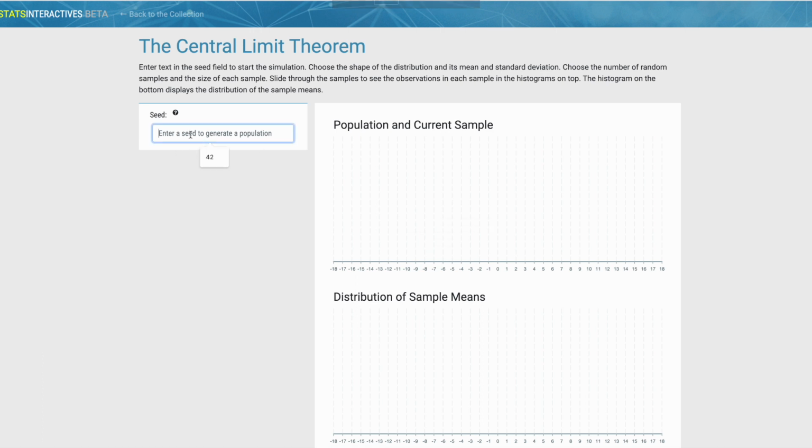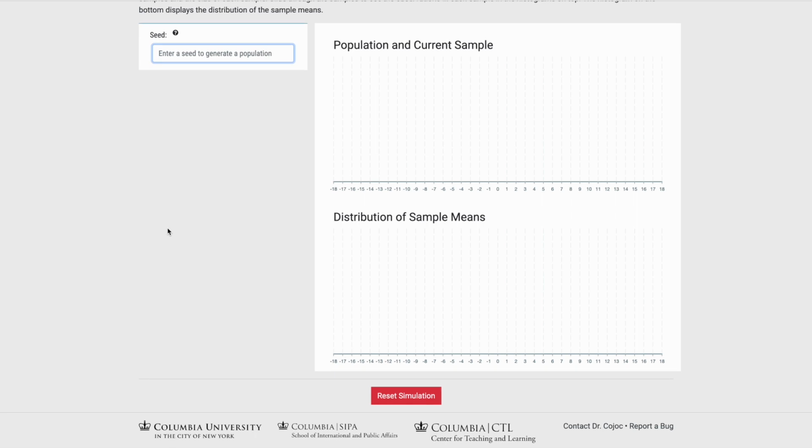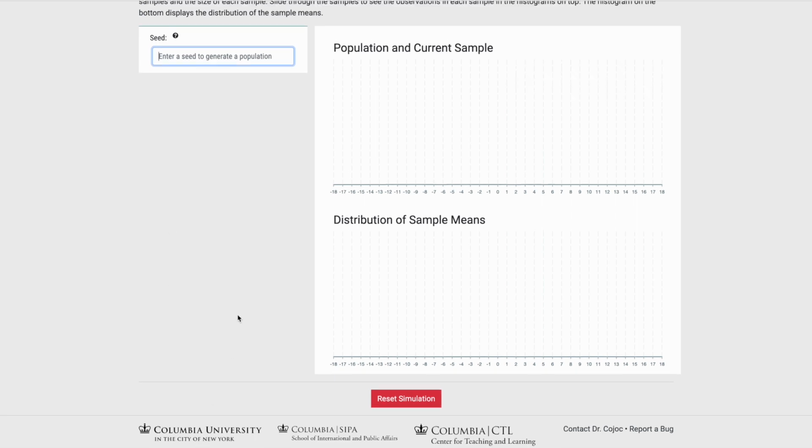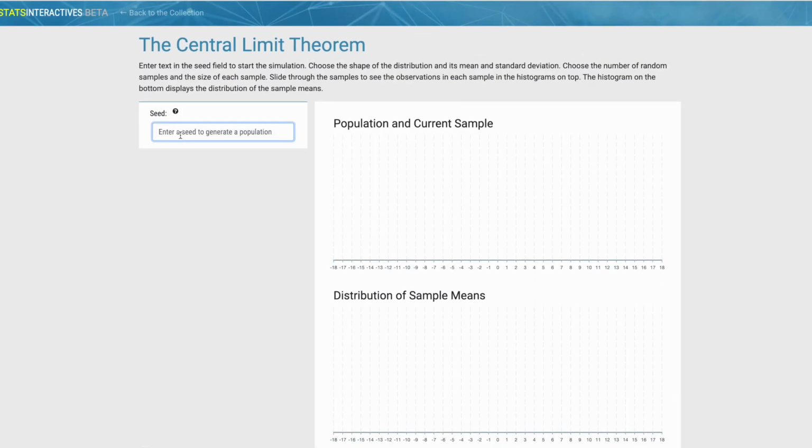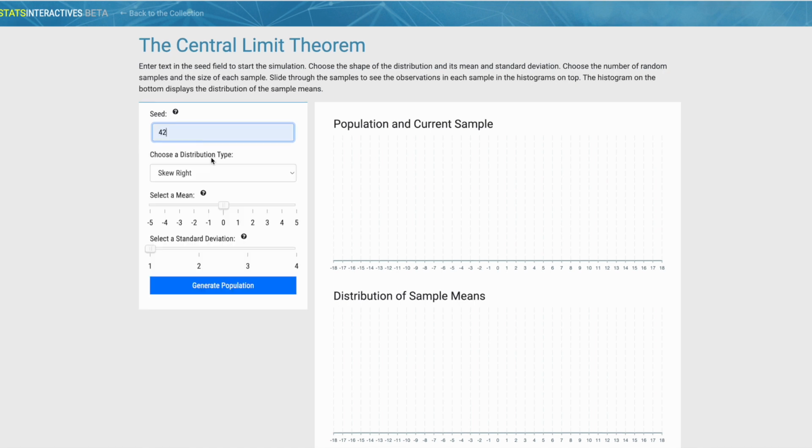This is a very good simulation web page I found from Columbia University. It asks for the seed, and I can supply 40 as a random number. Now choose a distribution type. You do not have to choose a standard normal Gaussian distribution. I'm taking a skewed distribution. In that case, what will happen? Let me select a mean, which I've set to 3.